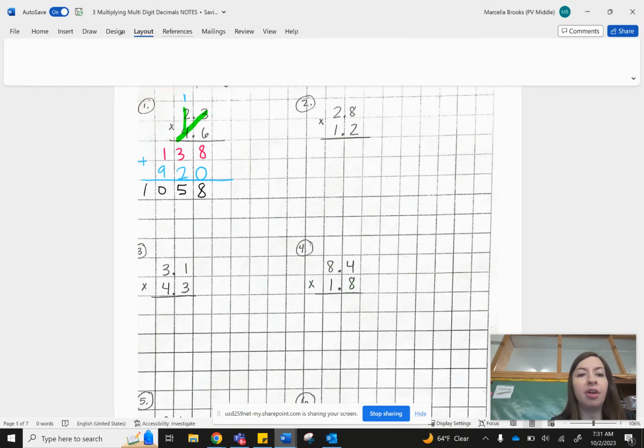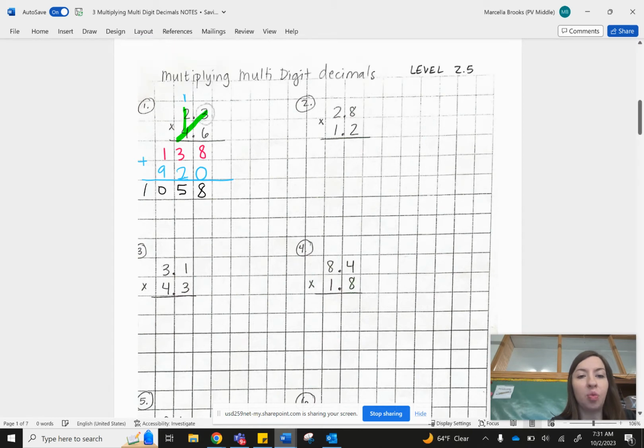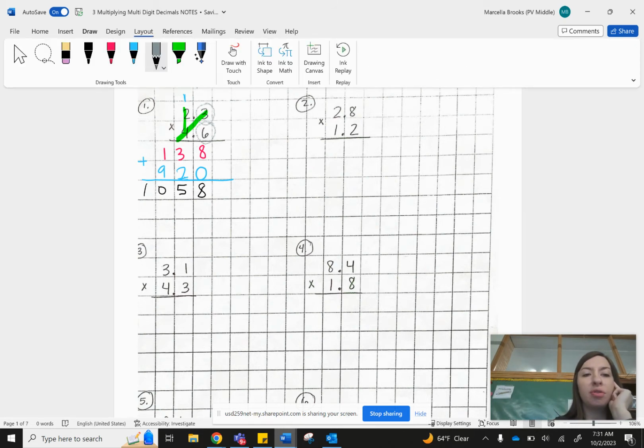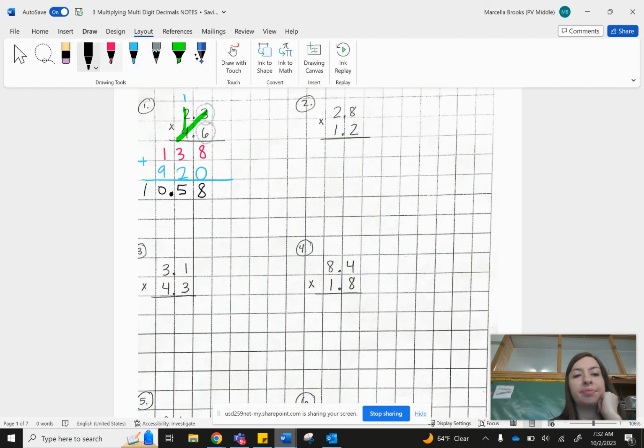Now, to figure out where the decimal is going to go, we need to look at how many. There's one number behind the decimal here and one number behind the decimal here. That means my decimal is going to go where there's 2 numbers after it. So my decimal is going to go right here. There's 2 numbers after the decimal. All right.